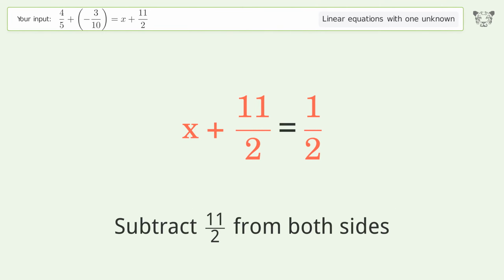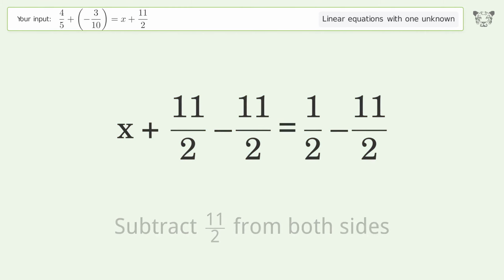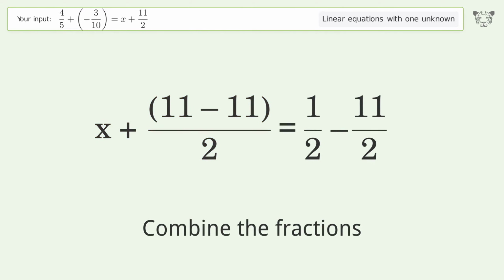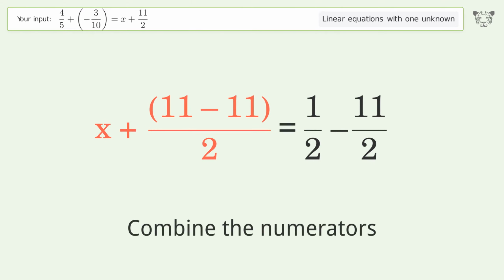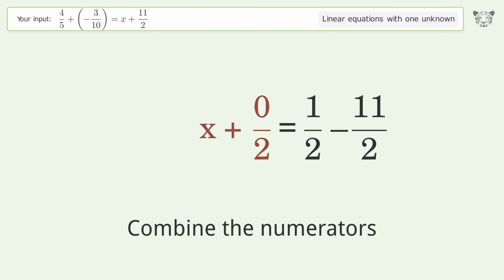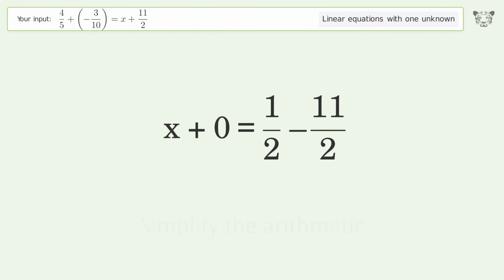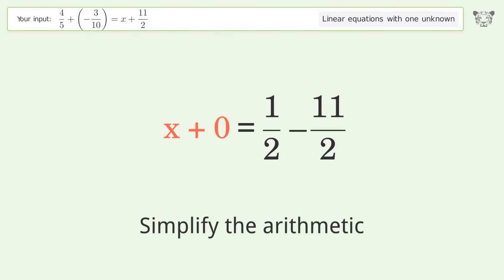Subtract 11 over 2 from both sides. Combine the fractions. Combine the numerators. Reduce the zero numerator. Simplify the arithmetic.